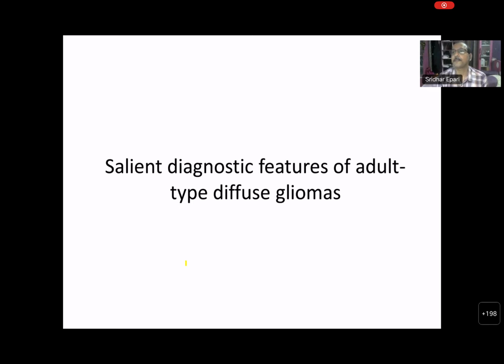So if you are interpreting something as reactive gliosis and you do a mutant specific antibody and it is positive, it cannot be called a tumor. Okay. That question has been answered. So reactive gliosis will never be positive for IDH1 R132H.